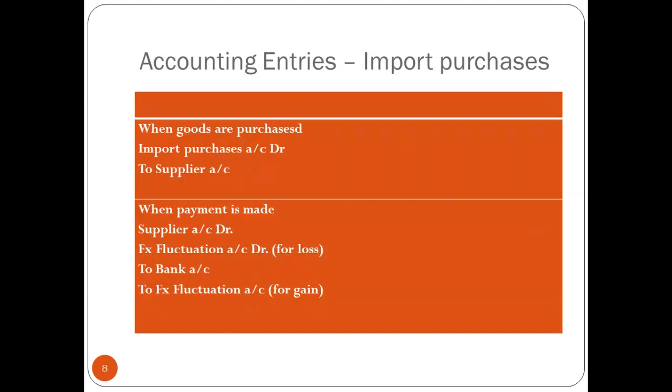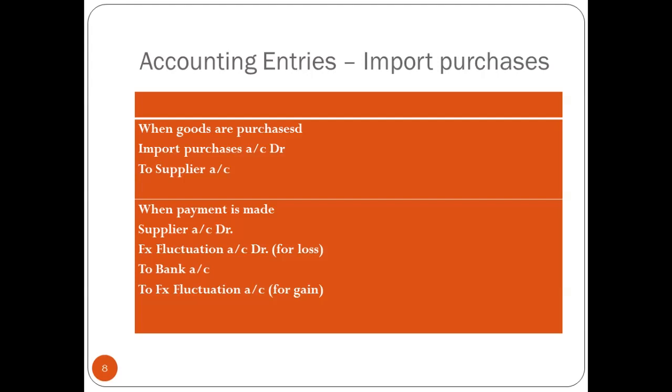Let's begin with import purchases. Whenever you purchase the goods, the entry is import purchase account debit to supplier account. So whatever is the foreign currency amount multiplied by exchange rate, the value of the transaction will be established on this day. This is the initial recognition of the transaction.